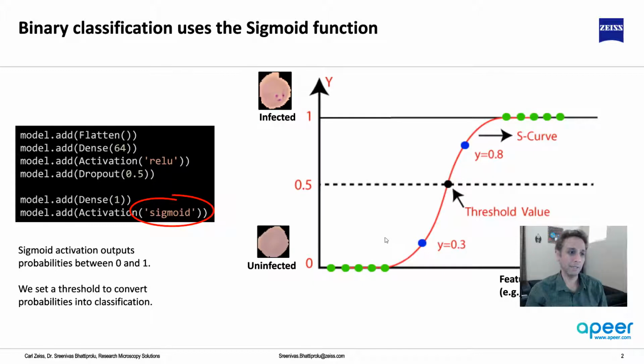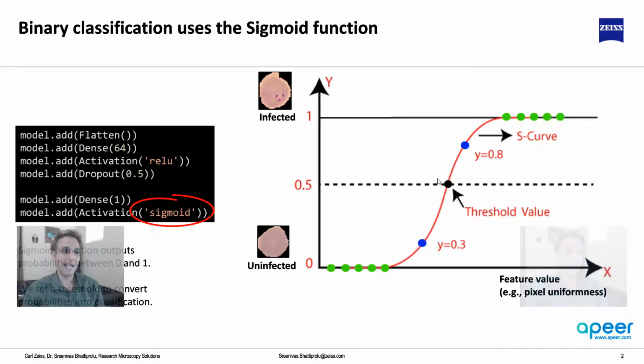So here is an example. This is your sigmoid curve. And we say, okay, if the value equals 1, that's infected. And if the value equals 0, that's uninfected. And on the x-axis, you have some value, whatever that feature value is, for example, I mean, whatever that output value is. So if that output value is, let's say, 0.3, and our threshold is at 0.5, we say that, okay, this is uninfected.